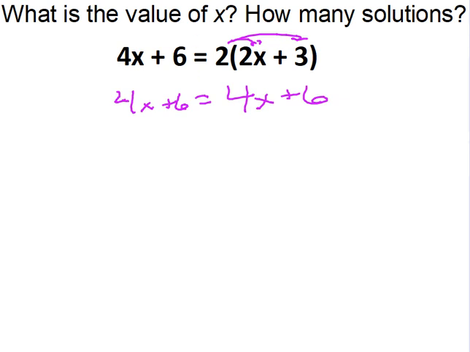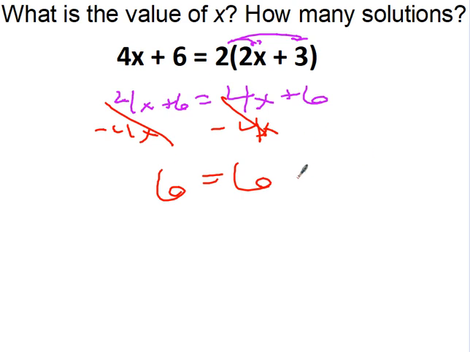So if I were to try to move my variable over, the left side is 4x plus 6, and the right side is also 4x plus 6. They're both identical. So if I were to subtract 4x from both sides, my variables go away, and I'm left with 6 equals 6. This is known as an identity. This is infinite solutions.